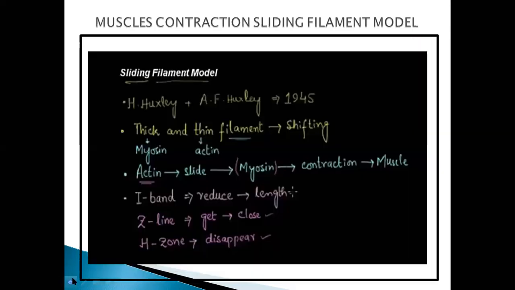But when a contraction takes place, what happens? The I band is reduced in length. Second thing, the Z lines get closer. Third thing, the H zone disappears. So keep these three things in your mind very carefully.